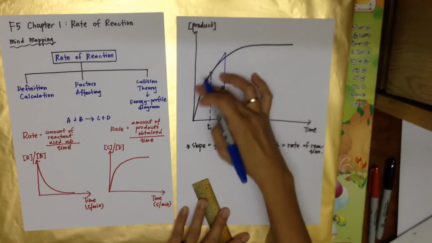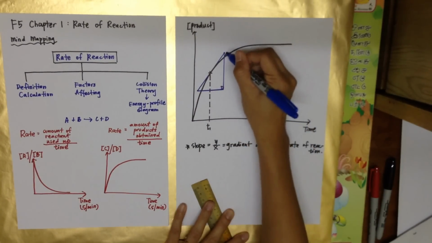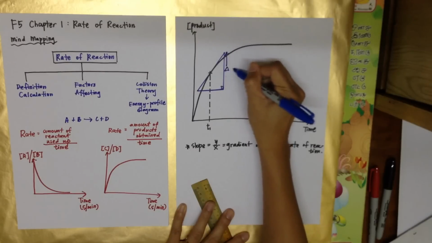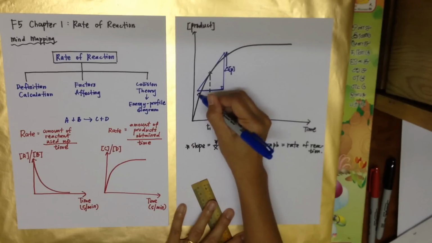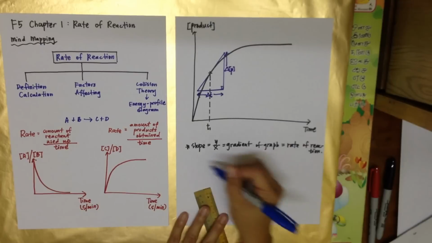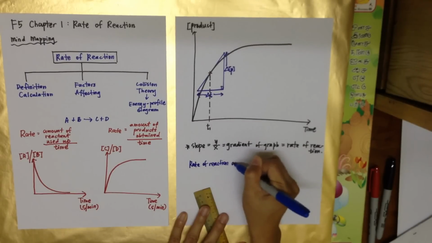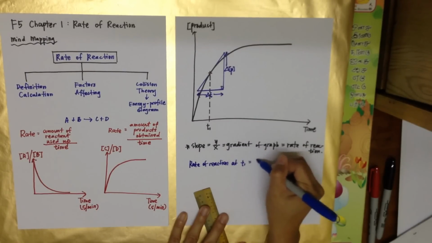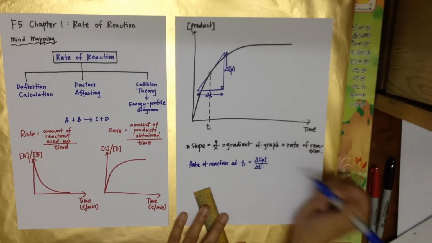And from the tangent of the graph, we can find the gradient of the graph by using the change in the concentration of product over the change in time. And hence the rate of reaction at T1 equals the change in concentration of product over the change in time.